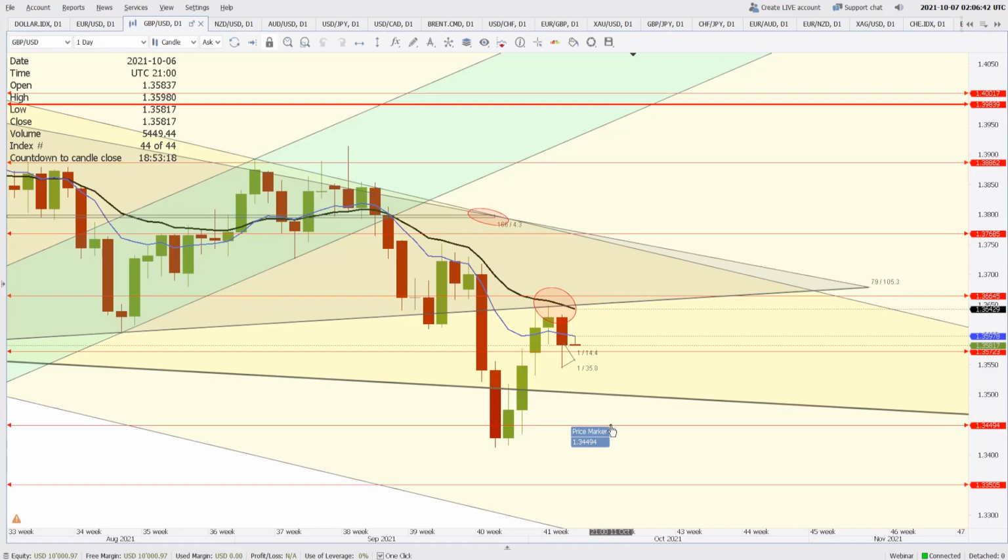On the contrary, if the price starts going higher from here, then 1.3572 will act as a support, and 1.3664 is still a resistance for this market.